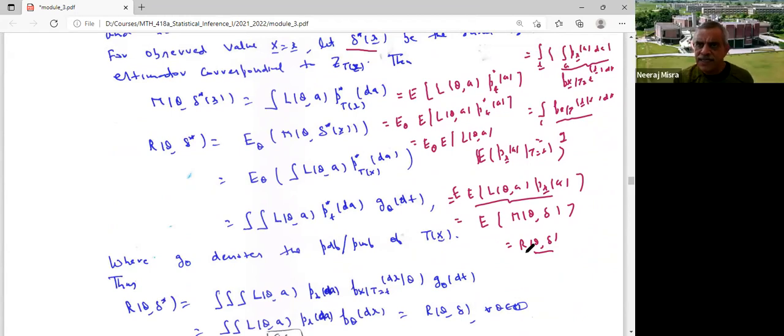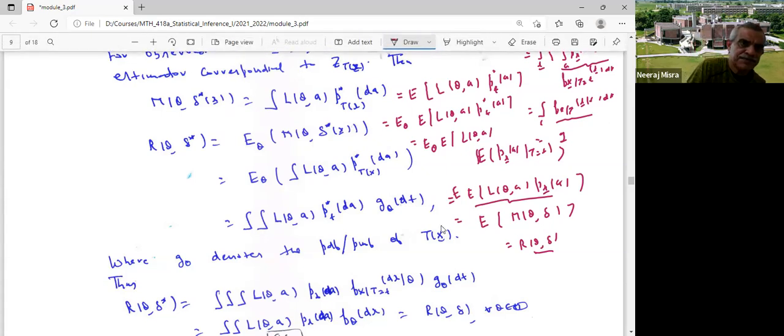The fact which is being used over here is very simple. Expectation is the same as expectation of a conditional expectation. So when you take R theta delta, you're talking about only expectation with respect to X. Let us look at R theta delta. What is that? There are two expectations in this. One expectation is at the randomization level, and the second is with respect to X, that means with respect to theta. This is with respect to A of L theta A, into Px.